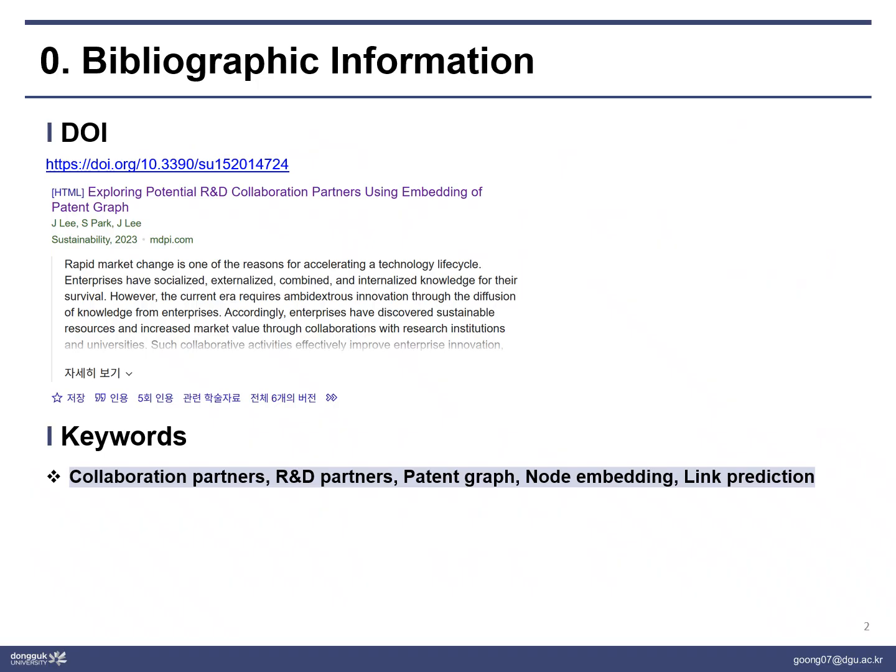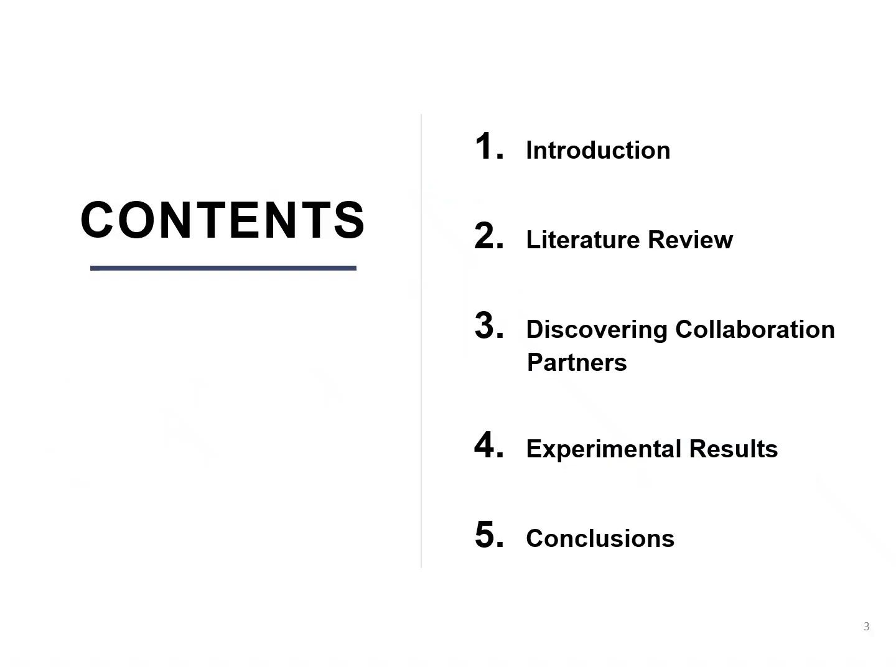First, here is the bibliographic information of the paper. This study was published in 2023 in the Sustainability Journal. The following are the keywords in this study. The presentation follows the same structure as the paper.